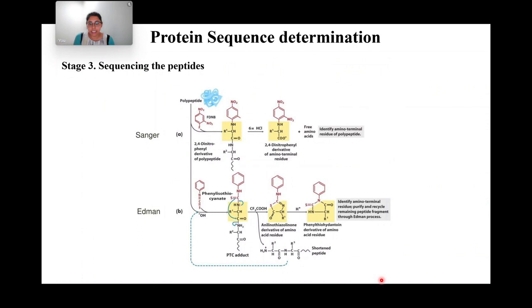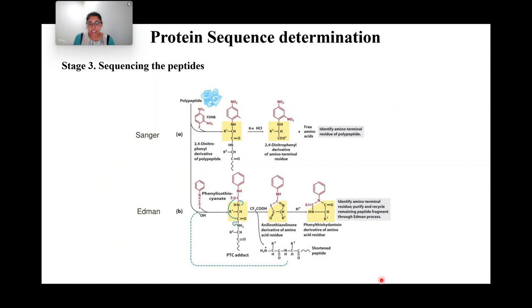Now for the Sanger method. The Sanger method is based on identifying the N-terminal residue. So here also we start, remember, drawing a corollary with the DNA sequencing, there we were labeling the 5 prime end so that we understand the starting of the sequence. Here we will start with identifying the N-terminal residue so that we move from N-terminal to C-terminal.